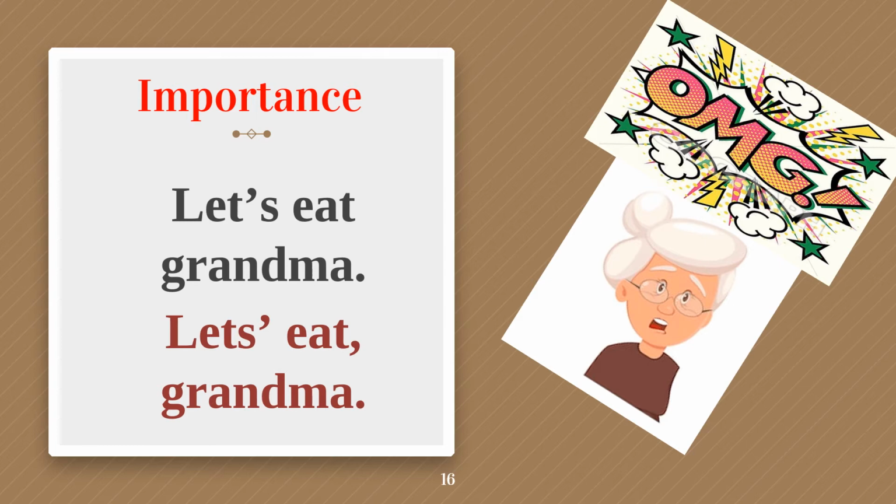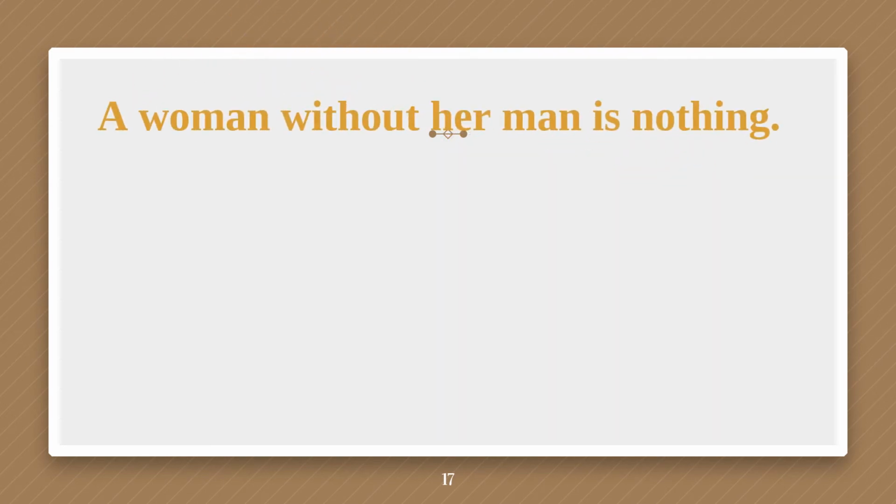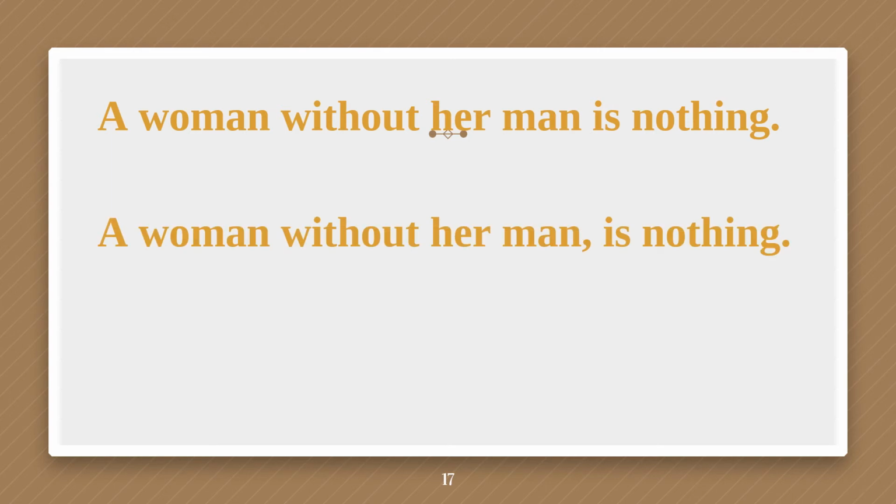Let me give you one more example to tell the importance of comma. You can see a statement, a woman without her man is nothing. There is no comma and it is not telling what this statement means. So I'll place a comma at different places and you can see that by changing the position of comma, the meaning of the statement would change. Let me start with the first one. A woman without her man, comma, is nothing. What does it mean? That woman is dependent on man and without her man, woman is nothing.